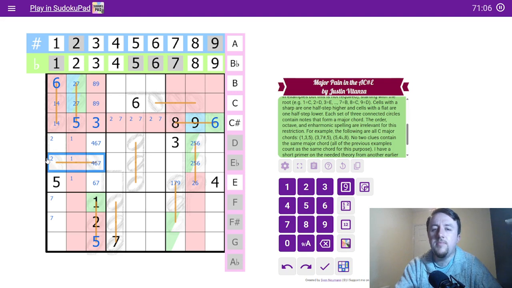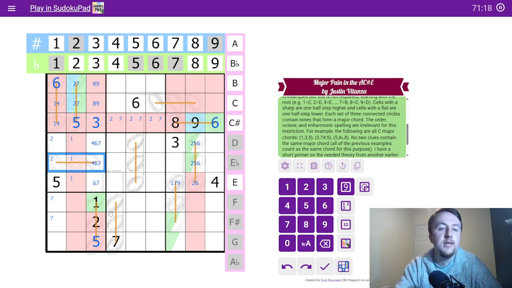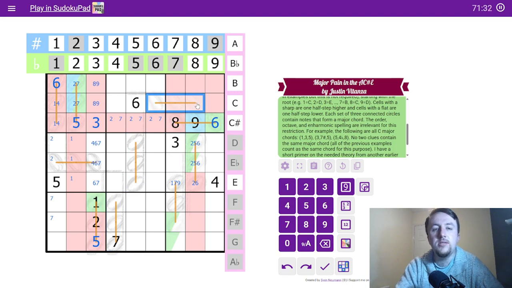Yeah, this can't be our B major chord because it needs a 4 and a 7 in it. It specifically needs to be 4-3-7, doesn't it? Okay, so this is a candidate. This is a candidate. I think this is as well. But this is not because it doesn't have a 3 on it. Oh no, this is not a candidate because it needs a sharp and a flat.